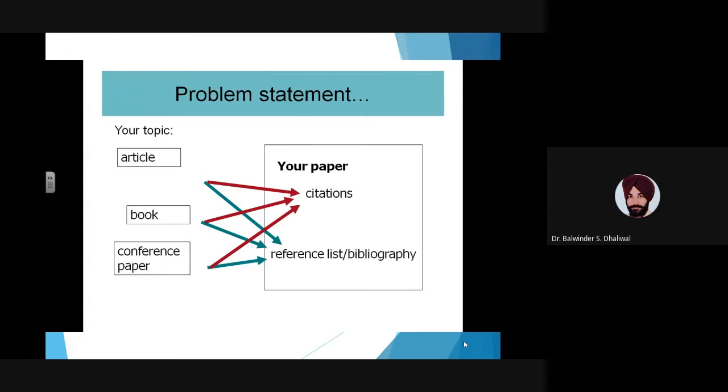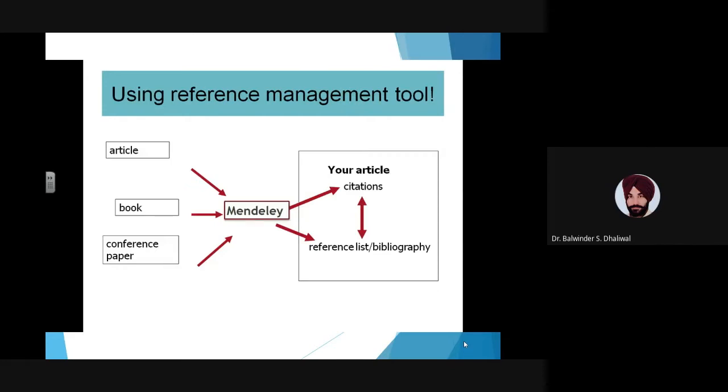So if we have to do this manually, then we have to keep track of all these articles where we have to insert those citations and how to arrange those resources in the reference list in the desired format. So all that will be done manually. But if we use a reference management tool like Mendeley, then this can be done by Mendeley. So the only thing is we need to make a collection of those articles, books, or conference papers, all those resources which we want to cite or include in the reference list.